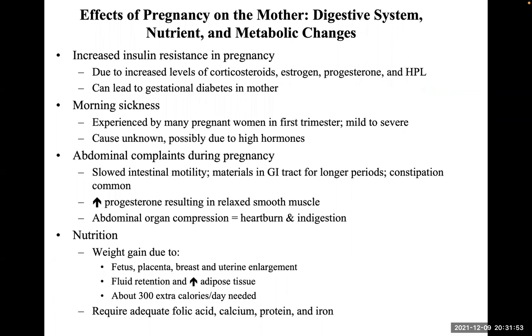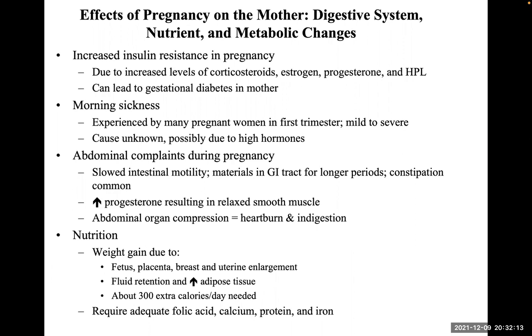Okay, so I'm not going to spend any time on this slide because I said everything I want to say, right? I do want you to know that pregnant women in general are resistant to insulin to a much greater degree than non-pregnant women. Again, that's in order to keep blood glucose levels high for the developing fetus.